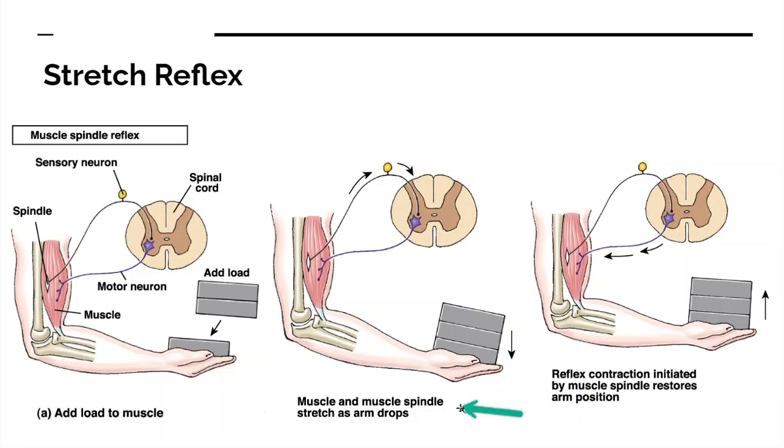So the muscle and the muscle spindle stretch as the arm drops, and then the reflex contraction is initiated by the spindle, which results in muscle shortening or muscle activation to flex your elbow joint and shorten the biceps brachii, because this whole reflex is trying to not have the biceps brachii lengthen quickly and basically rip.